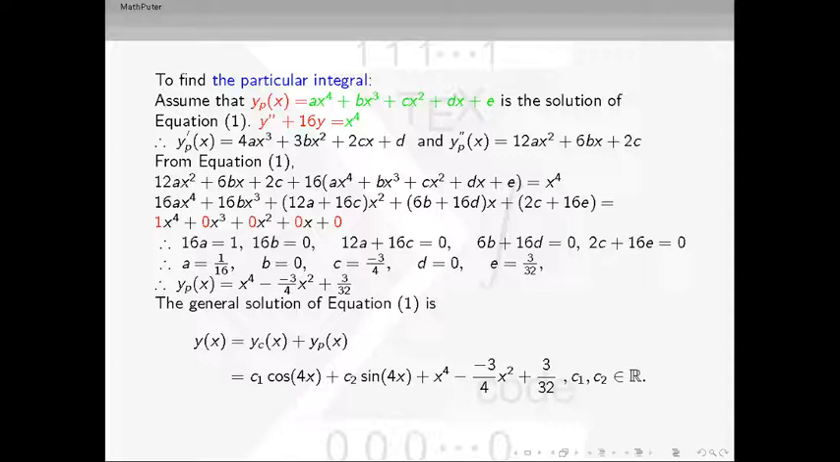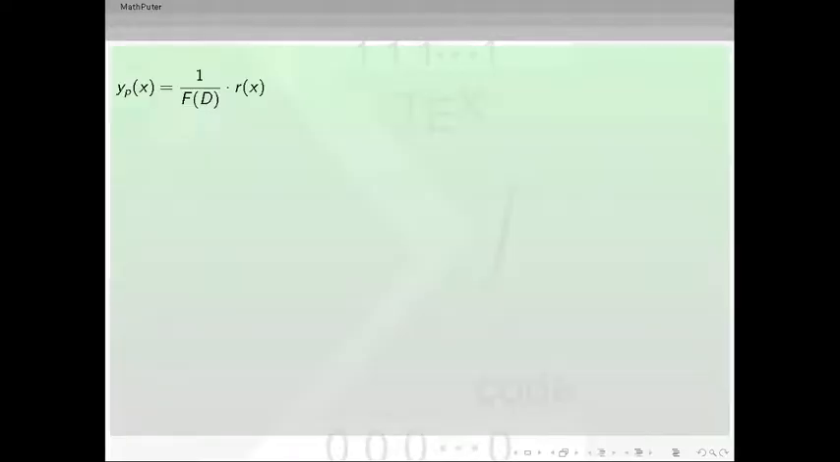Okay, so now let us discuss how to find yp(x) by another method. These shortcut methods we have already seen in case 1 and case 2. Now for the polynomial case also we are going to discuss the same thing. So we have yp(x) is 1 upon f(D) into R(x). What is f(D)? It is D square plus 16. And what is R(x)? R(x) is x raised to 4.